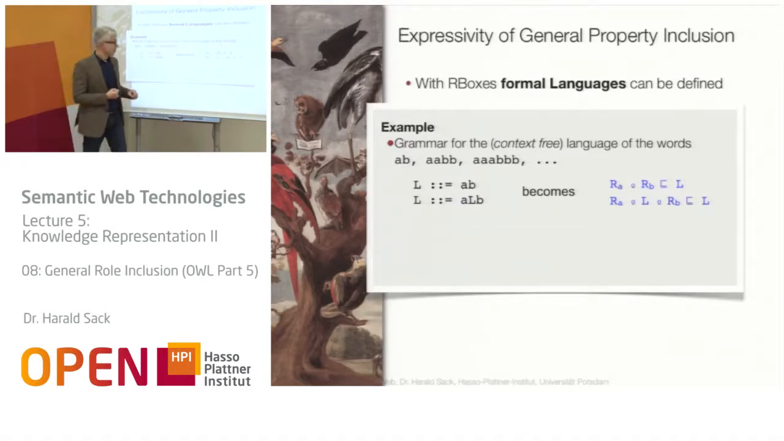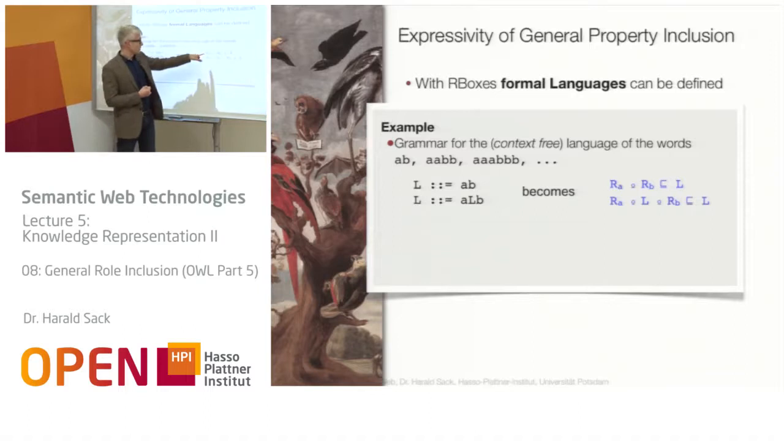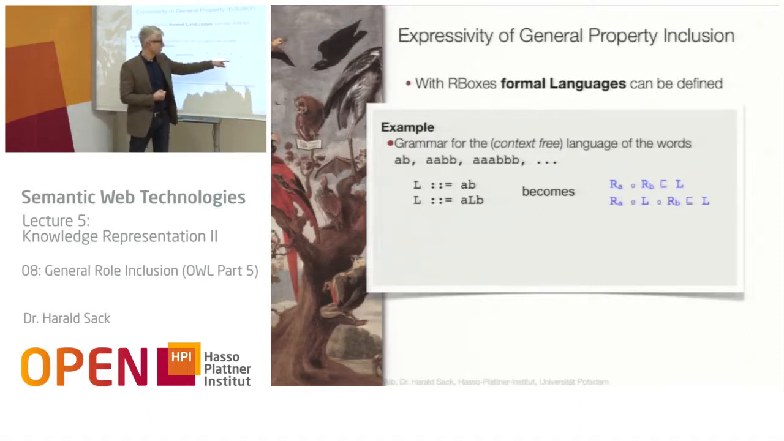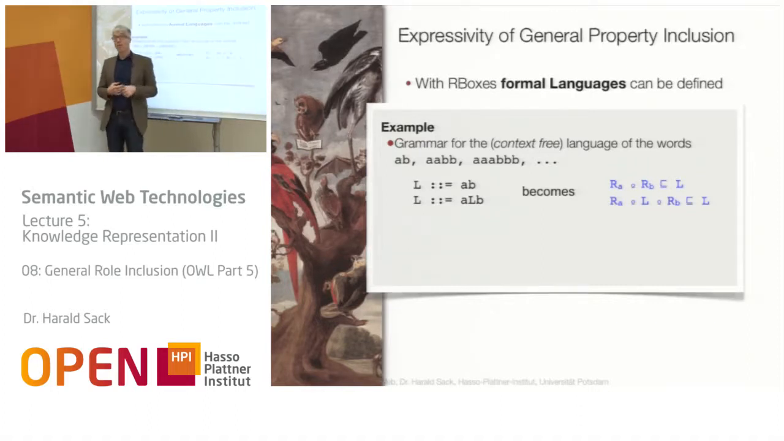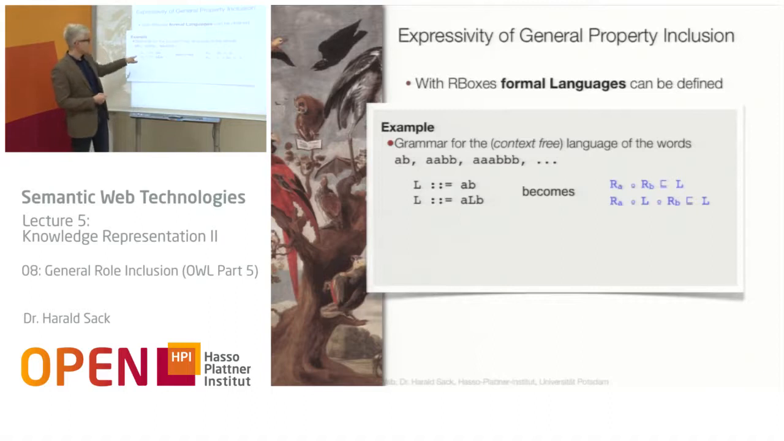And this is the same as if you would, for example, define a role inclusion. You have two roles, role RA and role RB, and you combine them and say, okay, this is my language L, and on the other hand, I have the second combination where I say RA combined with L, which is defined here, combined with RB, again is a subset of L. So here you have a kind of recursive definition, and then it's the same as the grammar definition for context-free languages.